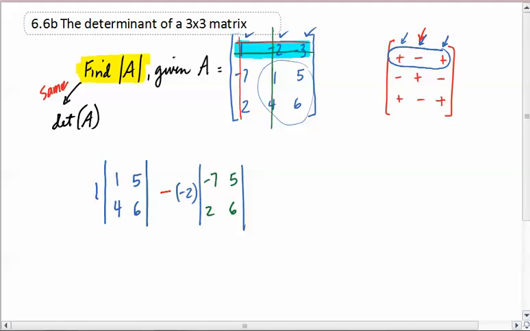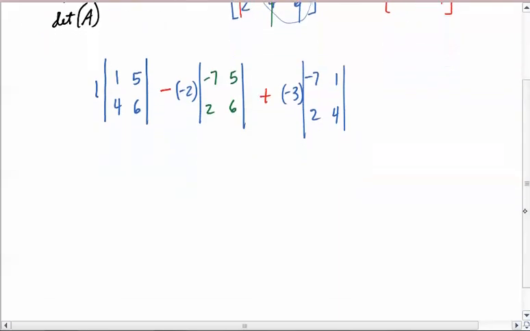Now for the last one, I'm going to use a plus because that's what it says, right? I'm going to use the -3, putting it in front. I'm going to find the minor for -3, which means I'm going to cross out the row and the column in which it lies. There's -7, 1, 2, and 4. Okay? So now all I have to do is find the determinants of these 2x2s and do a little multiplication and addition and subtraction, and we'll be finished.